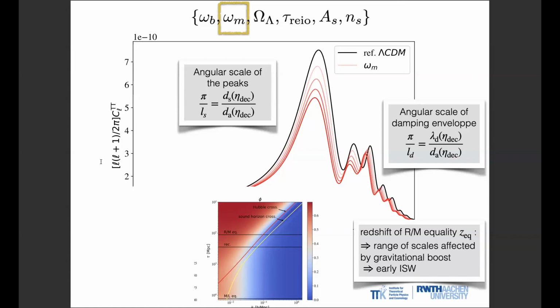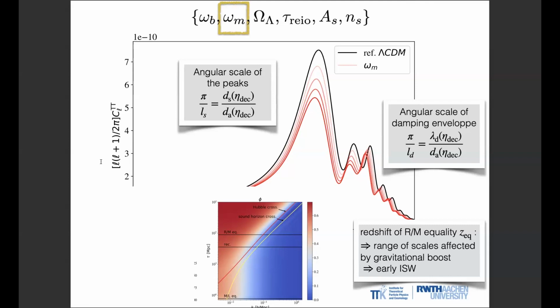If equality takes place very close to recombination, then I still have a wild variation of phi and a lot of early integrated Sachs-Wolfe. If equality takes place very early, then at recombination phi is completely stabilized, with no early integrated Sachs-Wolfe. And we said that the early integrated Sachs-Wolfe is important at the scale of the first peak, and this is why the effect on the first peak is bigger than on the second peak.